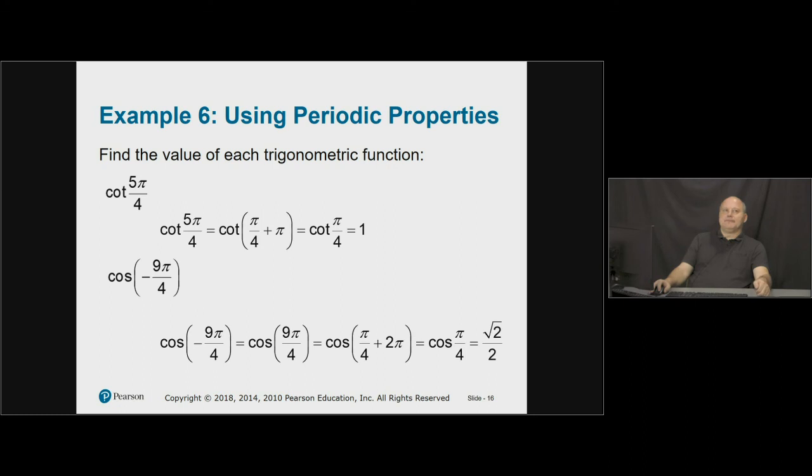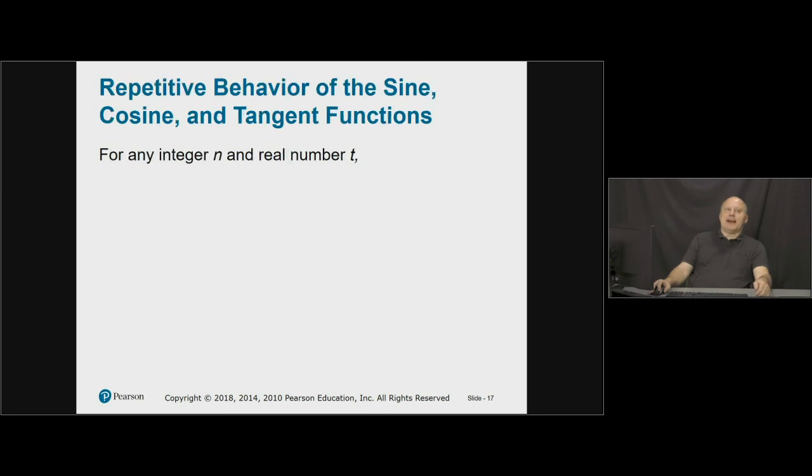Okay? All right, repetitive behavior of sine, cosine, and tangent functions. So for any integer n and real number t, sine of t plus 2 pi n is the sine of t. Cosine of t plus 2 pi n is the cosine of t. And the tangent of t plus 2 pi n is tangent of t. Now they're getting a little bit more formal on you. You're like, what are these n's about? Well, what they're basically saying is if you have a certain angle for the sine and you go 2 pi, you get back to the same place, like we just said. Well, if you go 4 pi or 6 pi or 8 pi, it's all going to be the same.